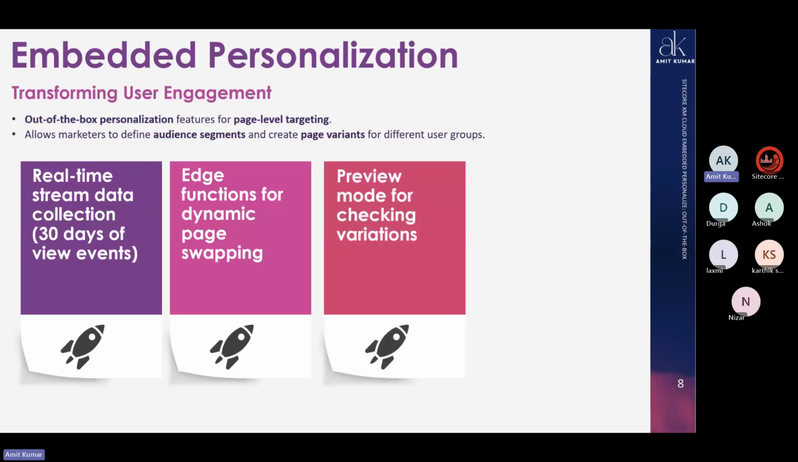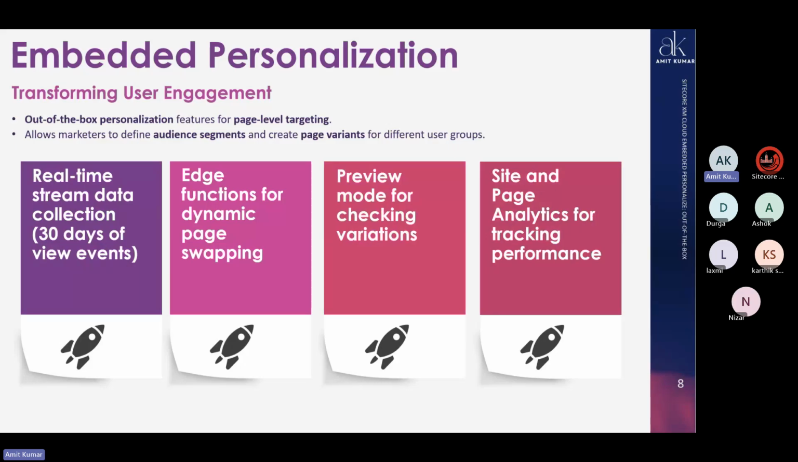You will be getting a preview mode, meaning how you used to preview your personalization in the XM XP. In the same way you can see how your content will behave when personalization is happening. And site and page analytics for tracking performance. You will get site and page level tracking, and also how your individual page variation, which you wanted to project to the user, is performing. That also you can track.